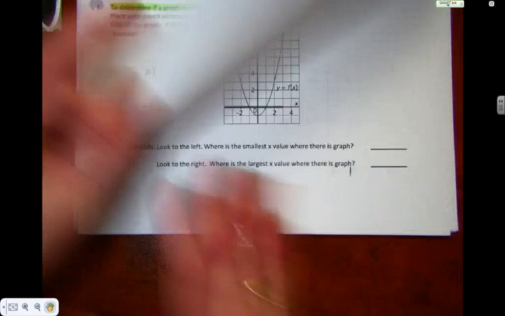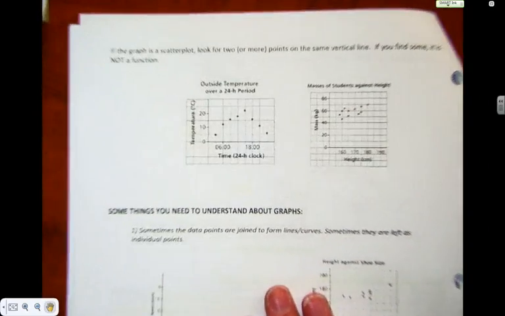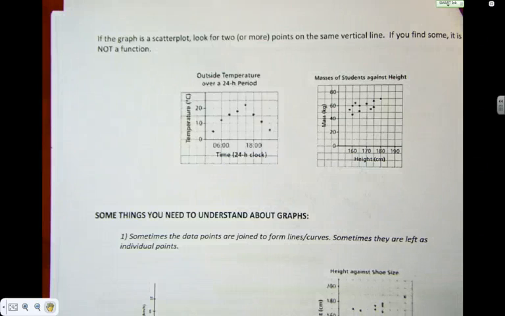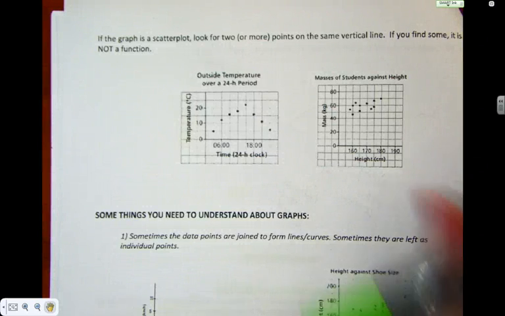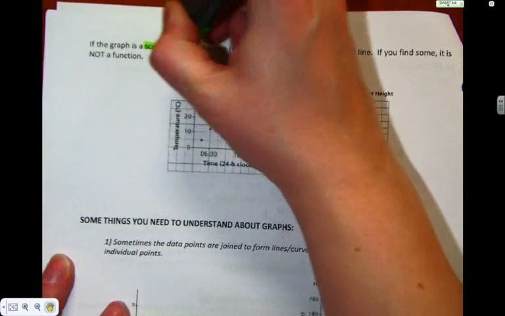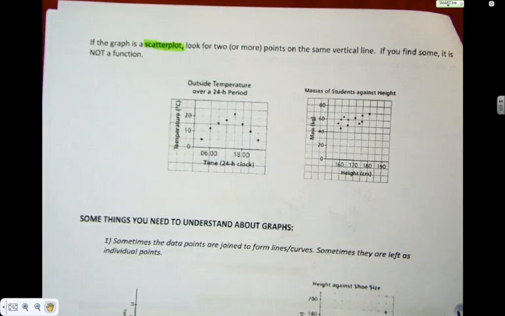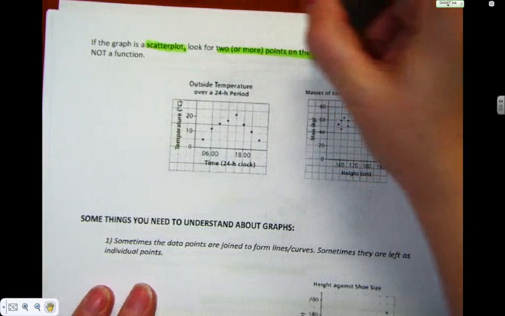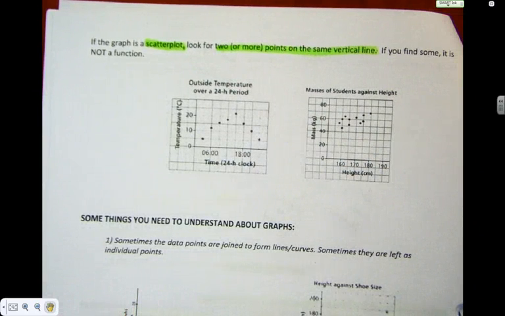Well, what if the graph isn't a nice curvy line like that? What if it's just a set of points? A graph that has a set of points is called a scatter plot, because it kind of looks like the points are just scattered all over the place. What you're looking for is two or more points on the same vertical line. So we're really going to do the vertical line test, just looking at the dots themselves.